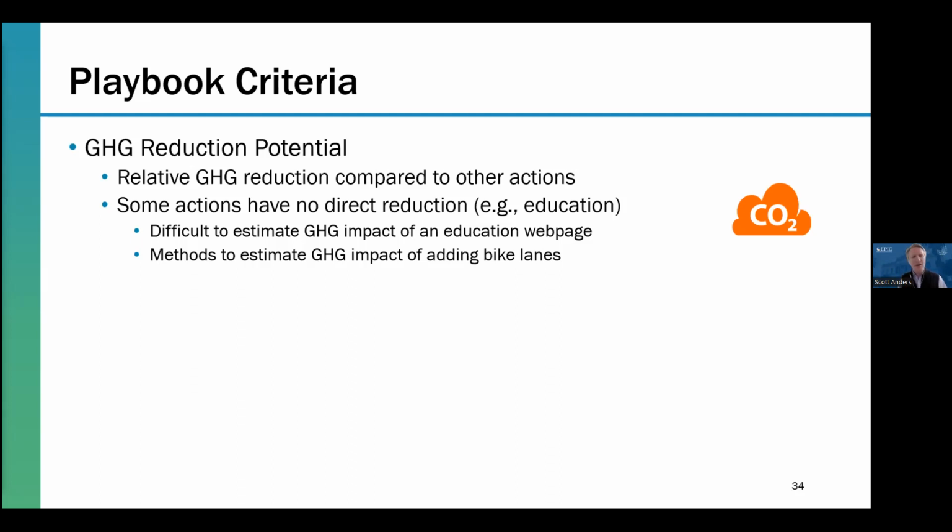And I pointed out earlier, some actions that we've listed may not have direct reductions. So for example, it may be difficult to estimate the impact of education. We recognize that it's a necessary step, but it may not be sufficient to actually reduce emissions. And there are other actions that are more direct or have methodologies to understand that a little bit better. So that's why you'll see some actions do not have a greenhouse gas reduction potential.